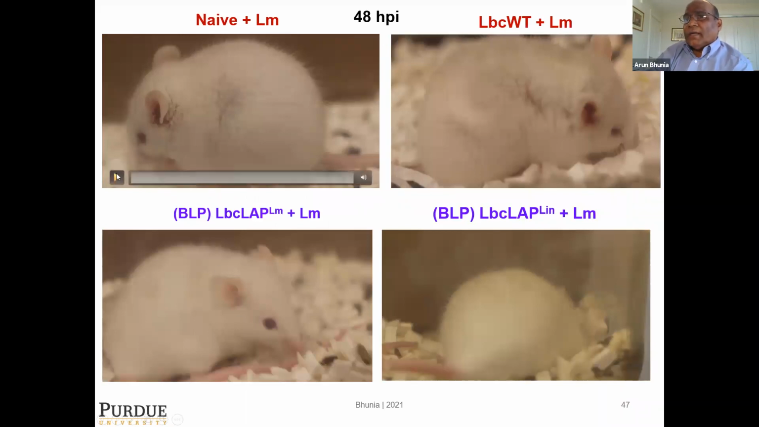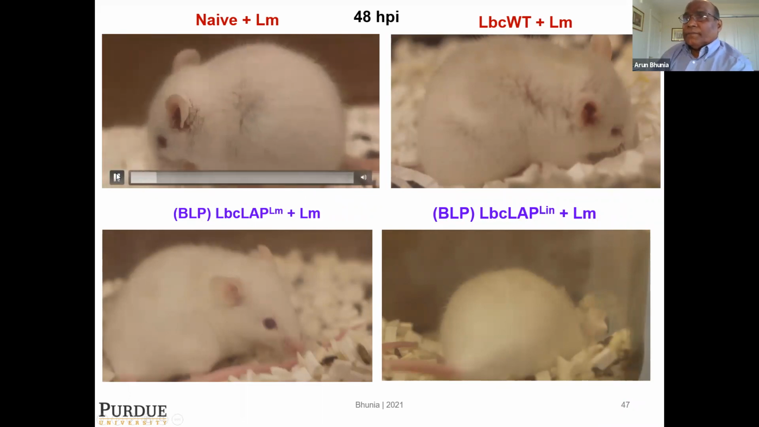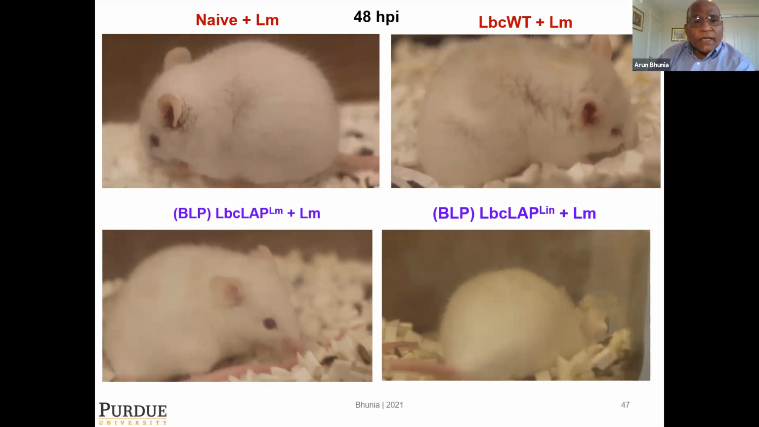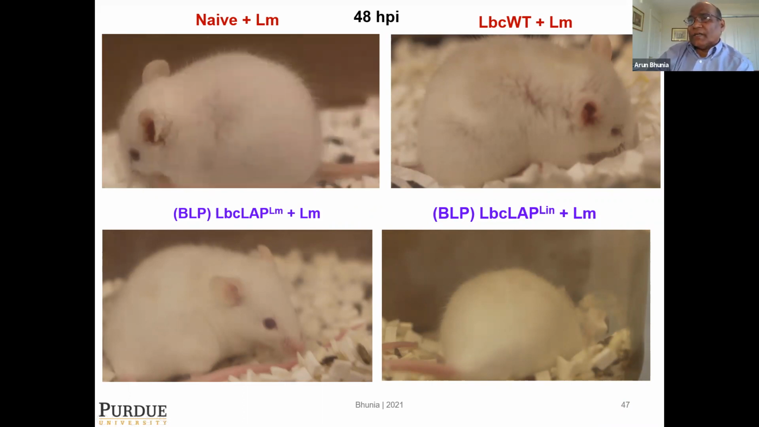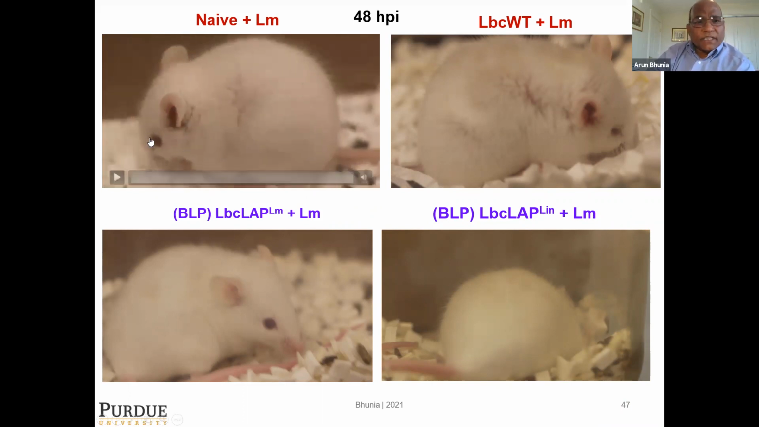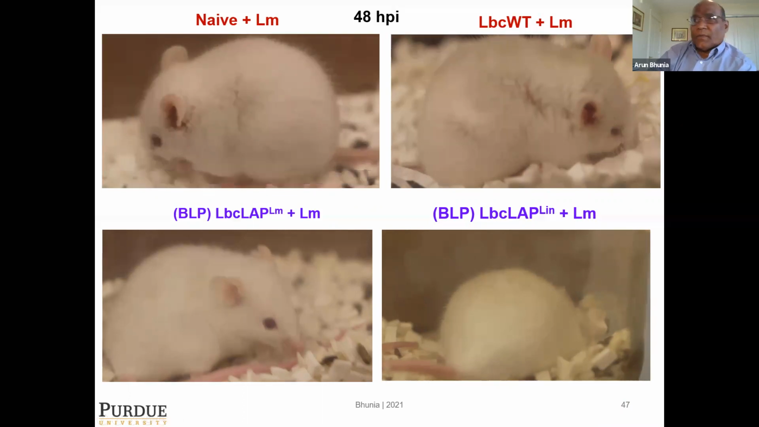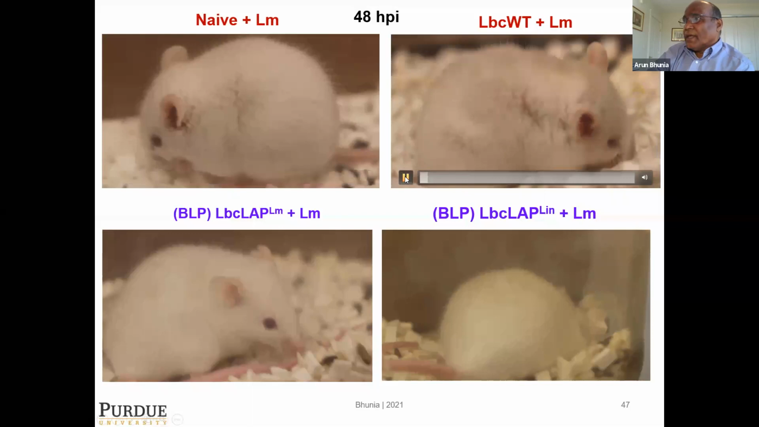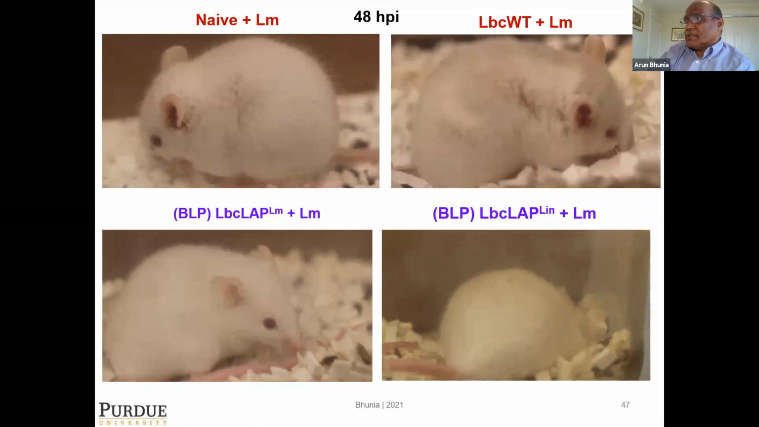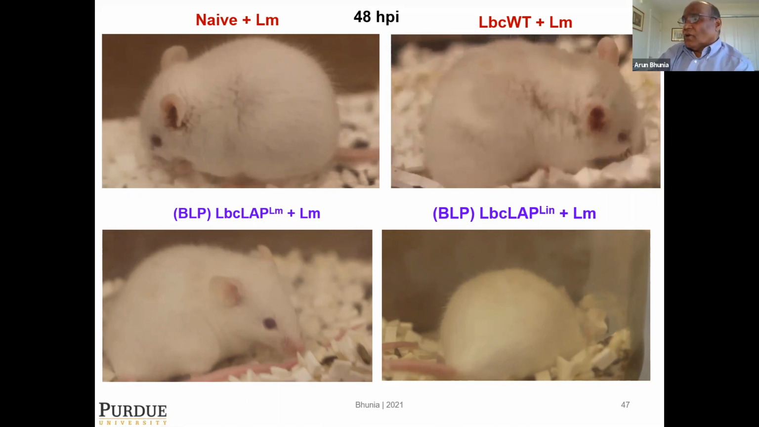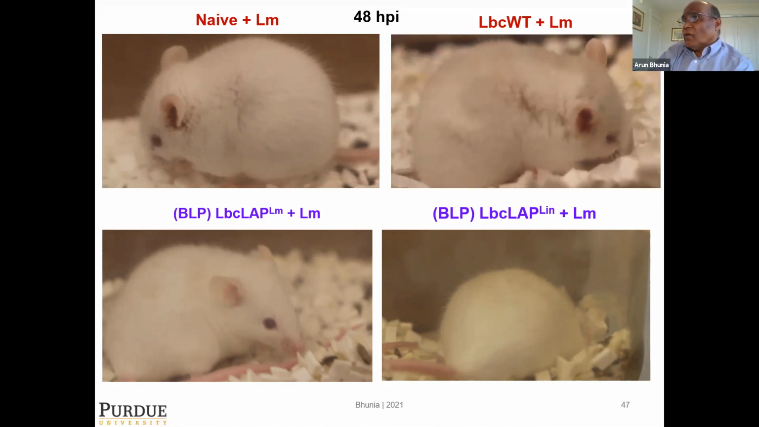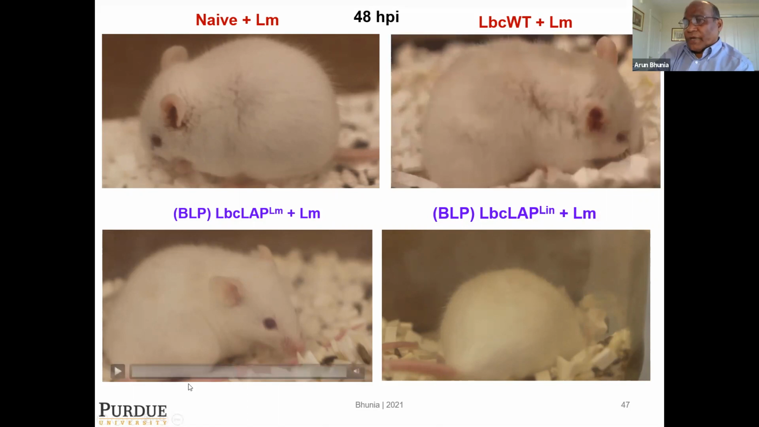So this is a naive mice that has never seen any probiotic. We challenged them with the LM, and it's 48 hours after infection. You can see this animal is extremely sick. It doesn't move, doesn't respond. Then this one received the wild type probiotic and was challenged with the Listeria monocytogenes. You can also see it is clearly very sick and almost at terminal stage. So wild type probiotic did not provide any protection.